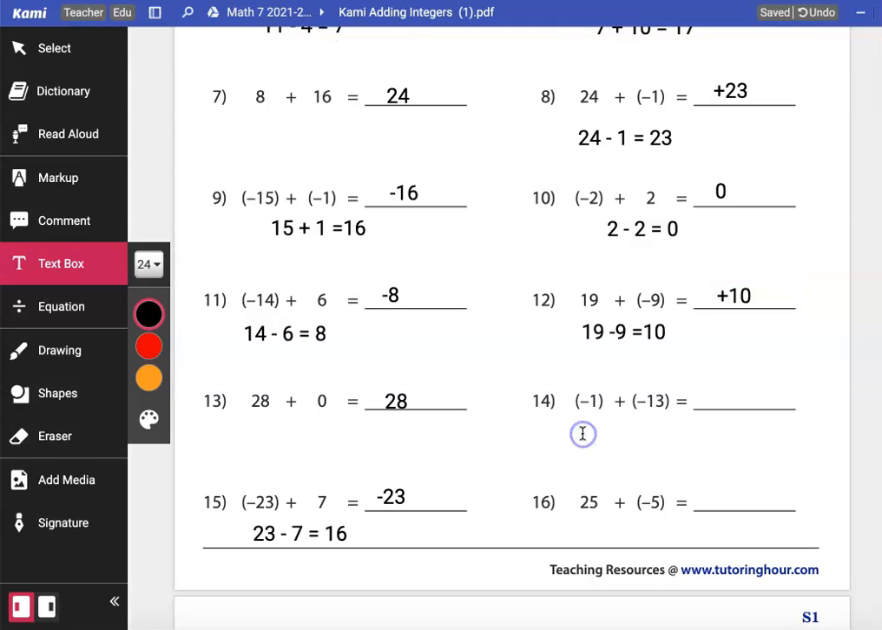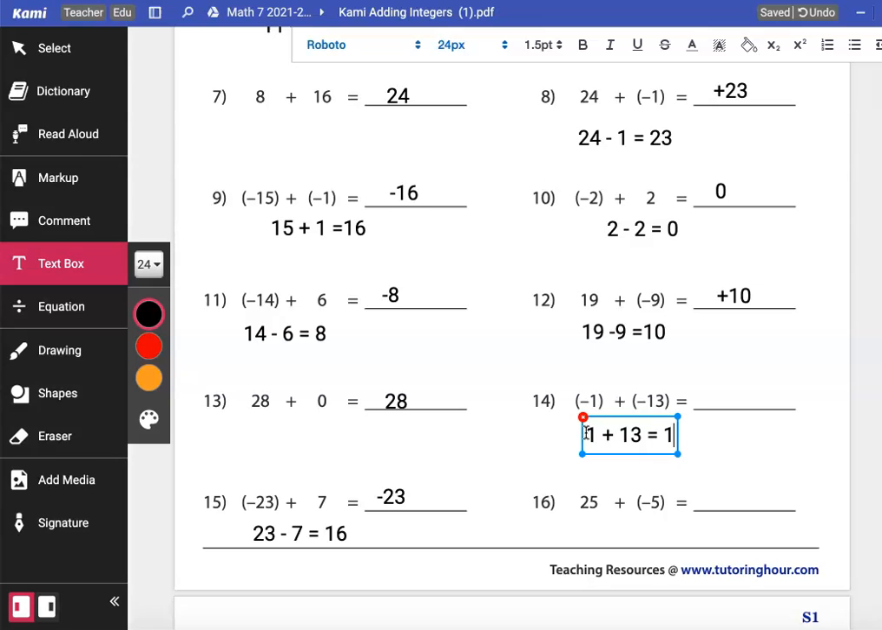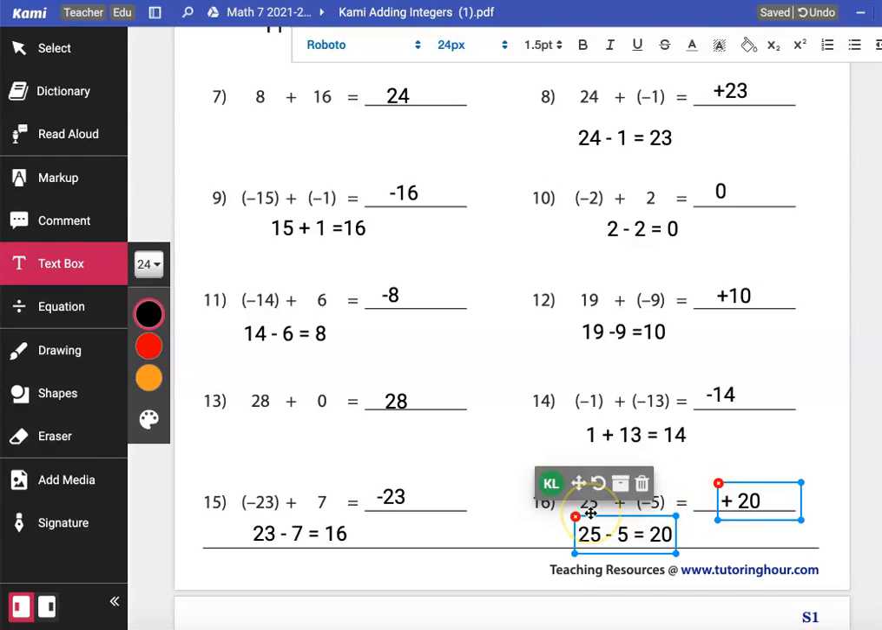Two negative numbers, negative 1 plus negative 13. That's 1 plus 13. That's 14. Since they're both negative, it's negative 14. A positive and a negative, so we're going to take 25 minus 5. That's 20. And it's positive 20 since 25 is bigger and 25 is positive. So that's how you do these problems.